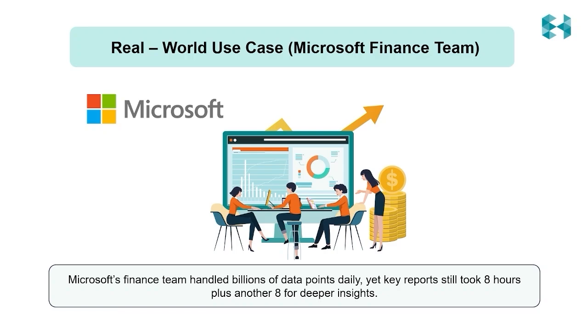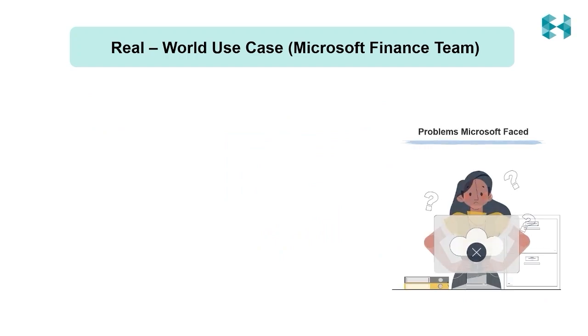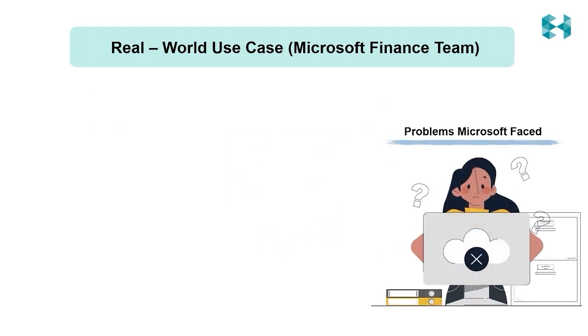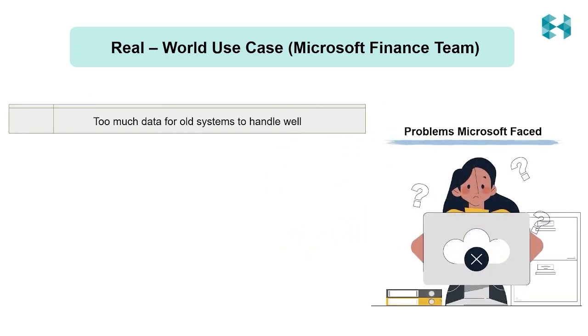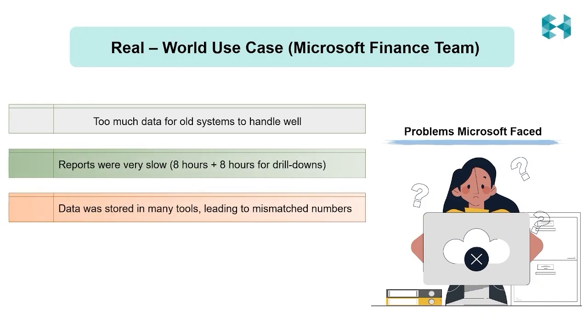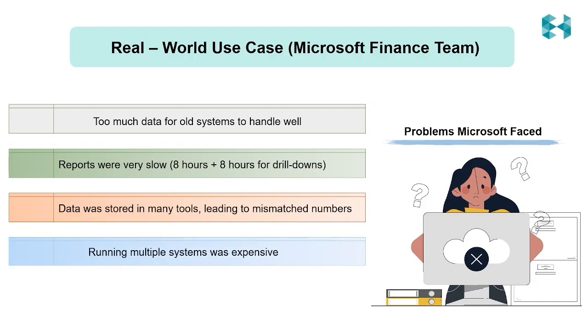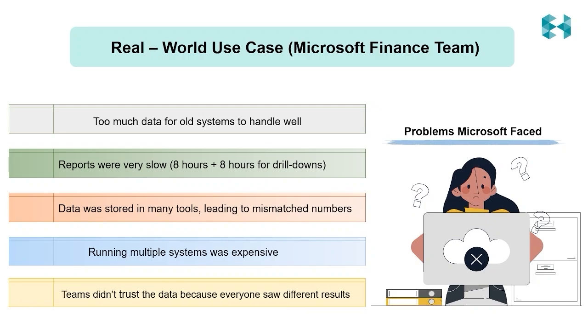Important financial reports took up to 8 hours to generate. If leaders wanted a more detailed breakdown, it would take another 8 hours. So, just to answer a few important business questions, it would take a full working day. Behind this delay, there were some serious challenges, such as too much data for the old system to handle efficiently, reports were very slow, data was spread across many tools and systems, so numbers often did not match, and running all these different systems was expensive. Teams started losing trust in data because everyone was seeing different results.